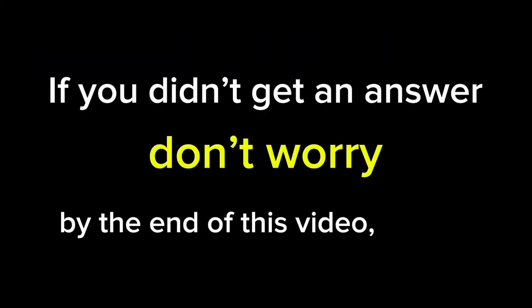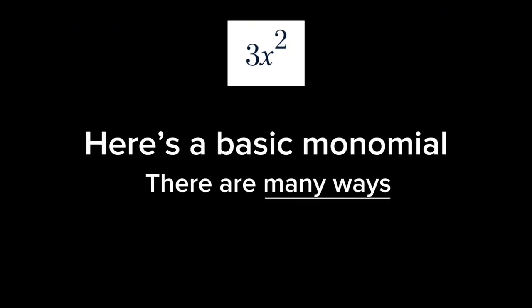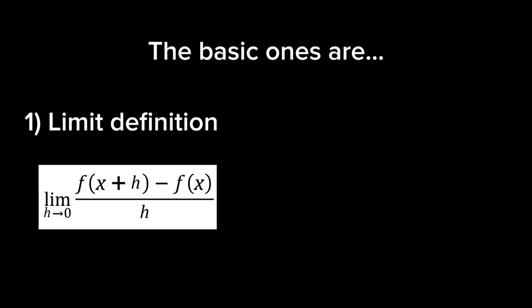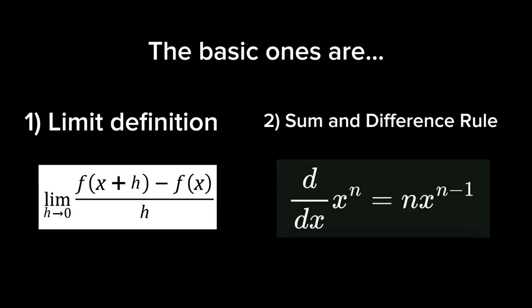If you didn't get an answer, don't worry. By the end of this video, you will. Here is a basic monomial. There are many ways to find its derivative. The basic ones are the limit definition and the sum and difference rule. The trick you'll learn makes use of the sum and difference rule.